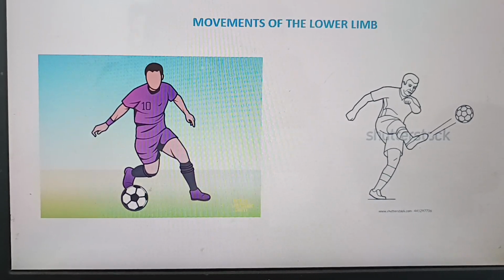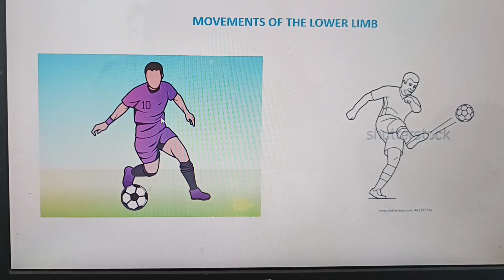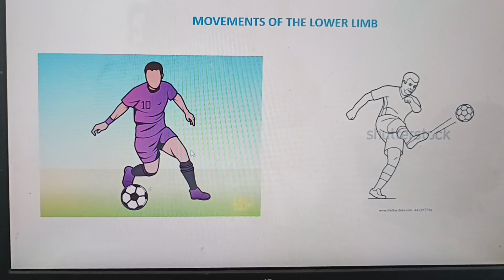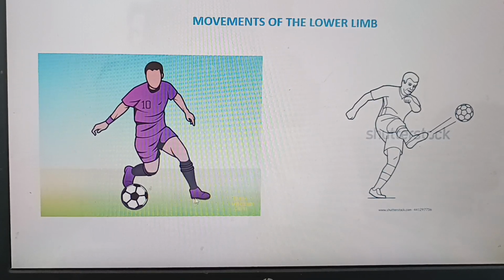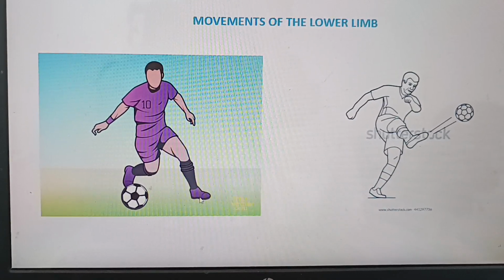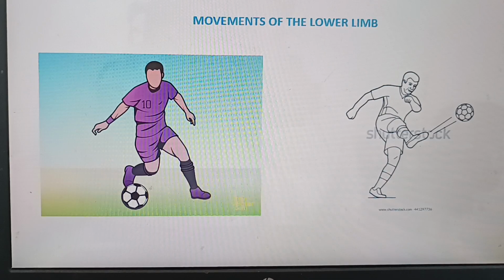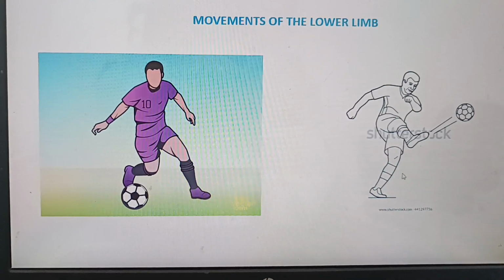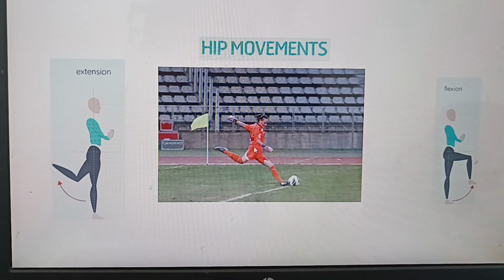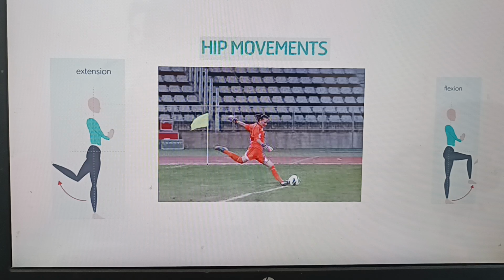Today let us analyze the movements of the joints of the lower limb, that is the hip joint, the knee joint, ankle joint and the subtalar joint under some common games which we do. Now let's focus on the hip joint. That's a right hip joint. Right hip joint is in extension. And look at the left hip joint. Left hip joint is under flexion.